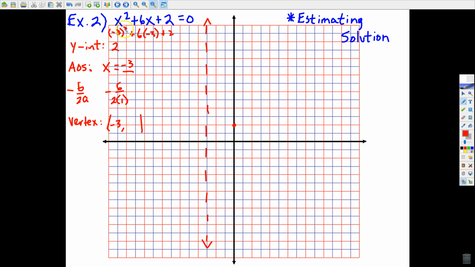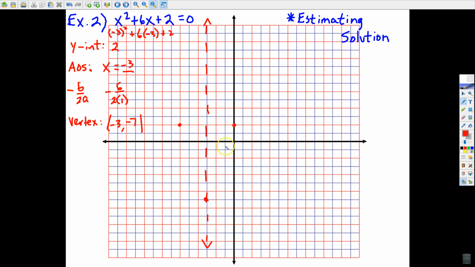Okay, negative 3 squared is 9. 9 minus 18 is negative 9. Plus 2 is negative 7. So the vertex is on my AOS. It's negative 3, negative 7. Okay, and once again I can match up this y-intercept. The corresponding point is 3 units to the left of the AOS.